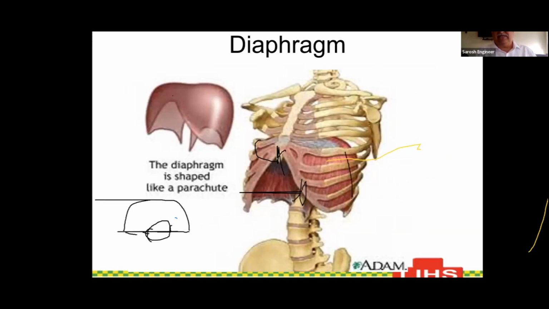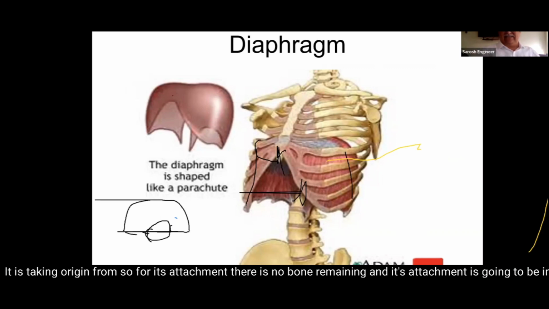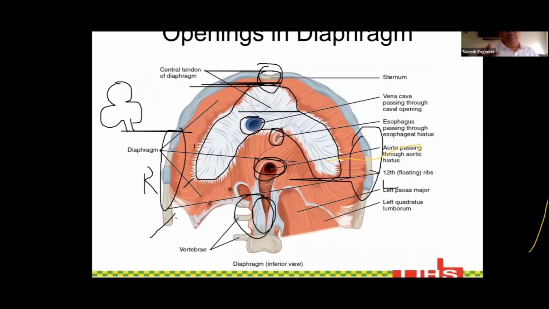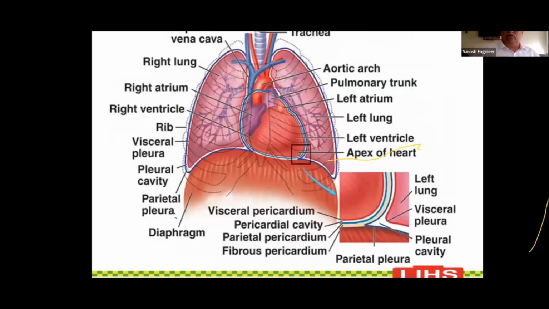And here you can see very nicely it is taking origin from the lower ribs. All the bones that are there, it is taking origin from. So for its attachment, there is no bone remaining, and its attachment is going to be in the central tendon. How does this happen, that without a bone, it is getting attached? This is because of embryology. When we are doing RS, we will again touch upon this very quickly. Not today, after doing RS.